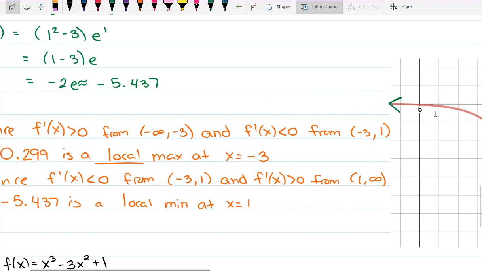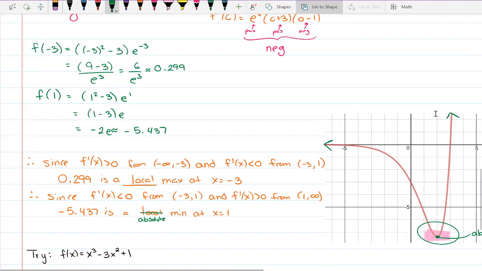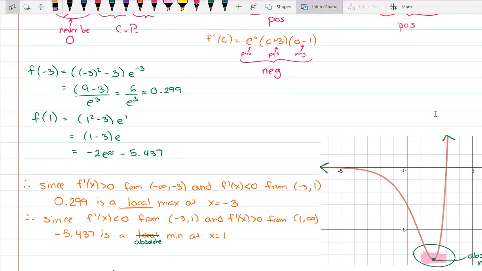So all we have to do is go back here and change this from local to absolute. If you write absolute, it is also understood that it is also a local. And that's how you're going to do that. So this is how you determine max or mins using the first derivative test, which, if you notice, is what we've been doing all along.